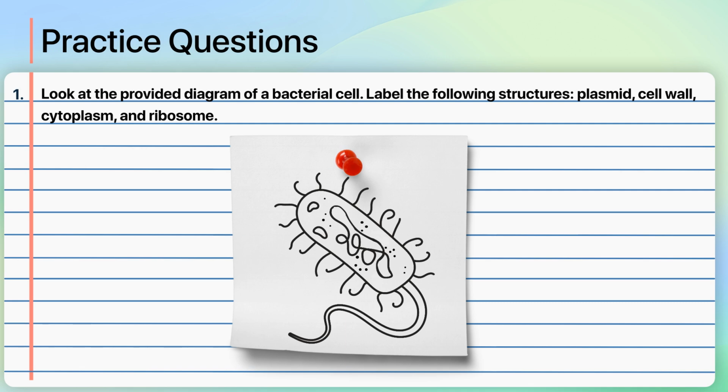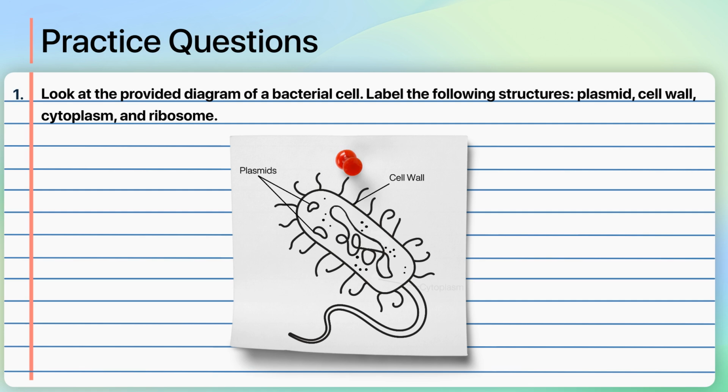We need to start by examining the diagram and identifying the different components within the bacterial cell. To locate the plasmids, we need to look for small circular DNA apart from the main bacterial chromosome. This smaller loop is the plasmid. The cell wall is the rigid structure surrounding the cell, providing support and shape.